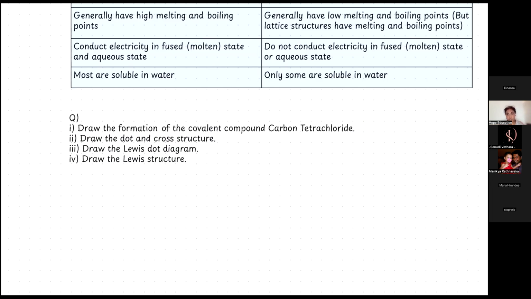For your information, carbon tetrachloride is CCl4. There is one carbon in the middle with four chlorines around it. Okay, carbon in the middle and four chlorines around. Can you all quickly start drawing? Make it really fast. As soon as you're done, put it in the chat box. Okay? Make it fast.